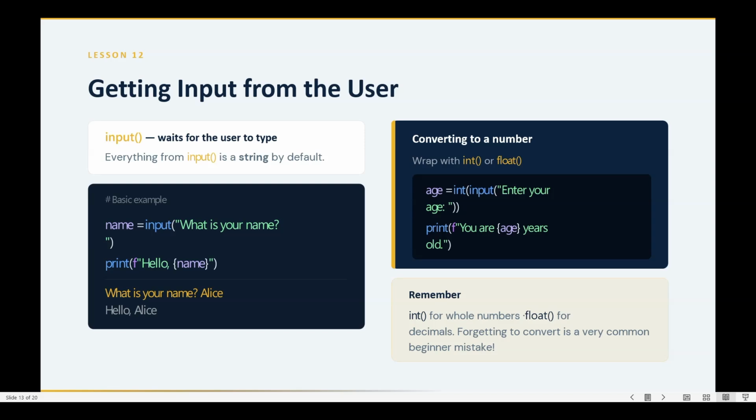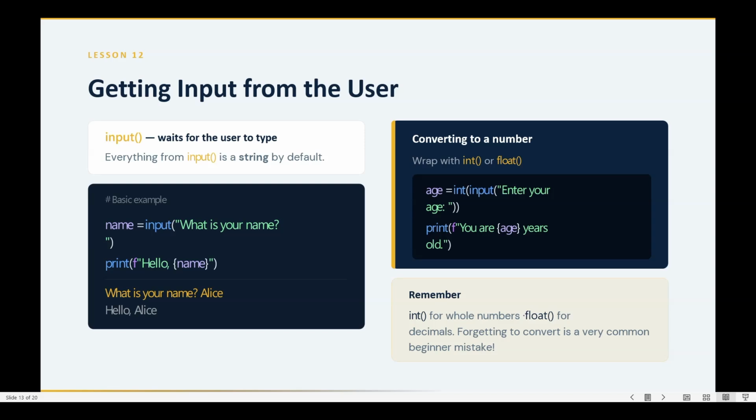You can convert it into many data types. Here we learned how to take input from the user and how to convert it into an integer or a float. I think you have understood this. One thing is written here: integers are only for whole numbers. Integer is used for whole numbers, float for decimals. Forgetting to convert is a very common beginner mistake.